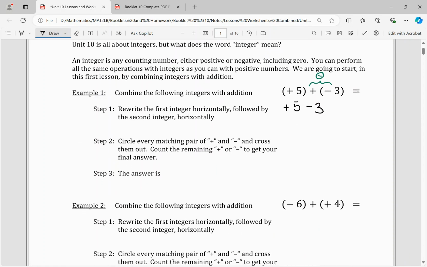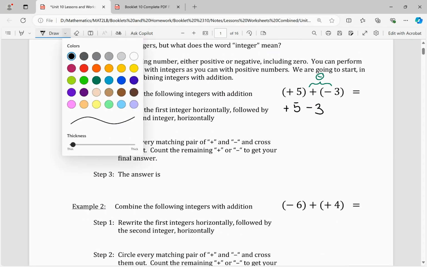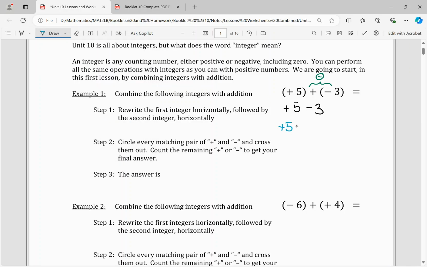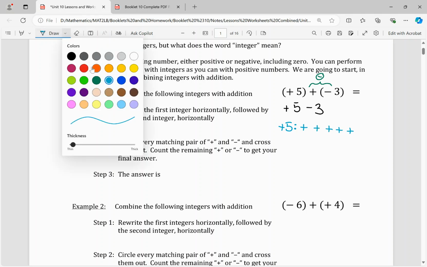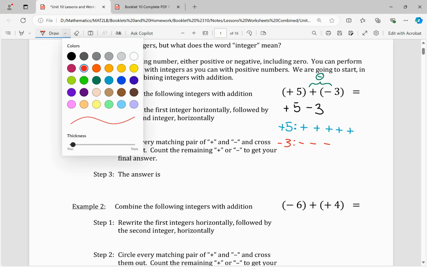Now, this is just 5 minus 3. We know the answer is 2, but I'm really going to break down how we can calculate that for when the questions get harder. So here is what we're going to do. We have a positive 5. And in order to represent that, I'm going to write 5 plus symbols. We have a negative 3. And in order to represent that, I'm going to write 3 negative symbols.